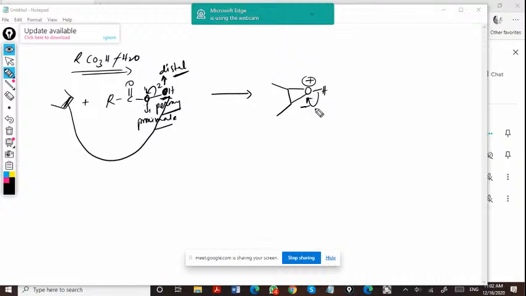To stabilize, it will be releasing H plus, which is going to be abstracted by this, which has become O minus now. So this is going to abstract that H plus. So this is going to give a similar kind of cyclic halonium ion. So this is called an epoxide.